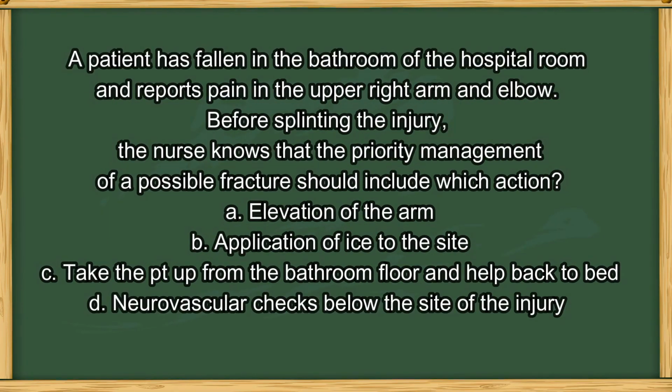Okay, next question. A patient has fallen in the bathroom of the hospital room and reports pain in the upper right arm and elbow. Before splinting the injury, the nurse knows that the primary management of a possible fracture should include which action? A. Elevation of the arm. B. Application of ice to the site. C. Take the patient up from the bathroom floor and help back to bed. D. Neurovascular checks below the site of the injury.